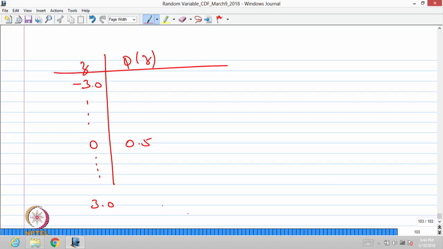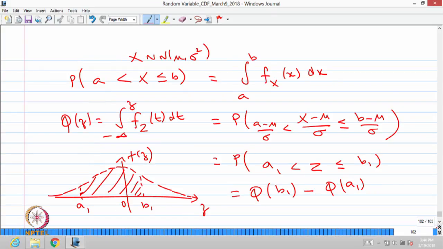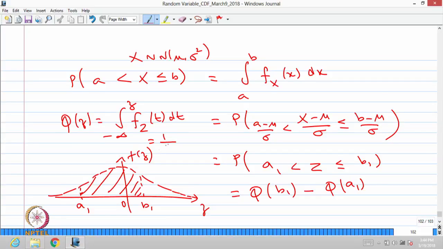As far as the exam is concerned, we will supply the psi of z values, with the notation psi of z meaning the integration from minus infinity to z of the probability density function of a standard normal distribution, dt. I can write one more line also: 1 divided by square root of 2 pi, integral from minus infinity to z of e power minus t square by 2 dt. Both are the same.